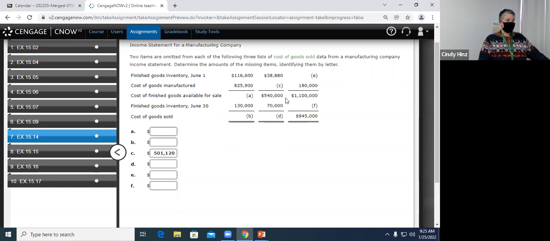Let's go to letter D. If we had $540,000 worth of product available during the period, probably not all at one time, this is accumulated over the whole month or quarter or year, whatever it is we're reporting on here. So we had $540,000 worth of merchandise available, and we ended with only 70,000. So JP posted in the chat, we must have sold 470,000. And again, we subtracted, right? We had 540 available. We ended with only 70. What happened to the rest of it? We must have sold it.